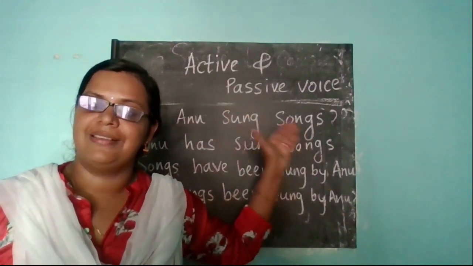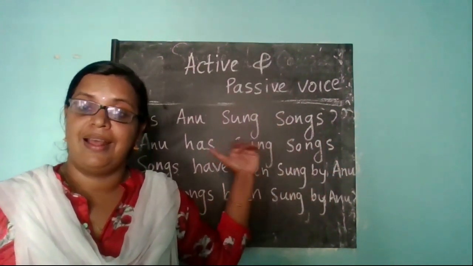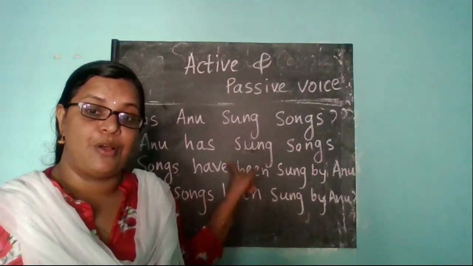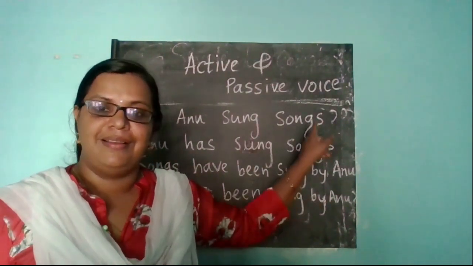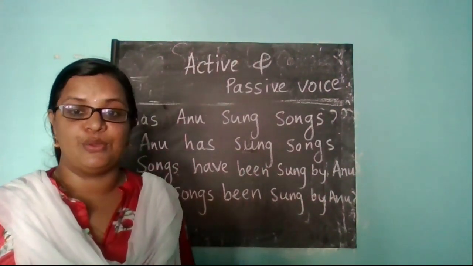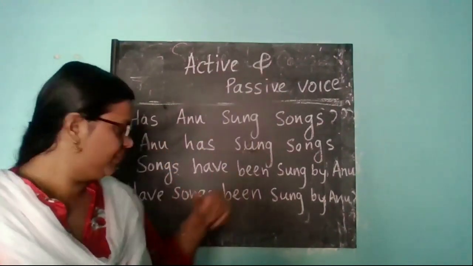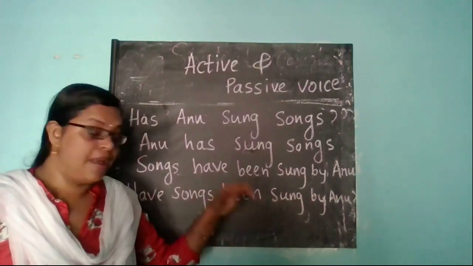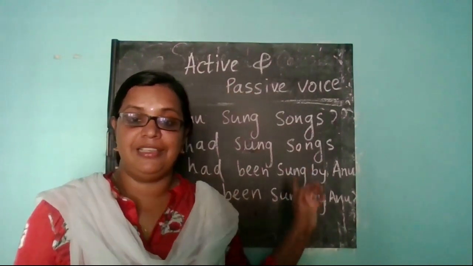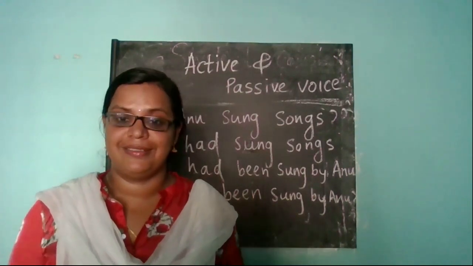Then change into passive. Pick out the object. Songs. Songs, plural. So you can use have. Songs have. Don't forget to write the keyword. Songs have been sung. V3. Sung by Anu. Change that sentence into an interrogative form. As the question is in interrogative form. Clear? Have songs been sung by Anu? Put a question mark.